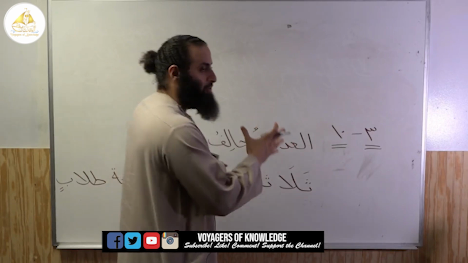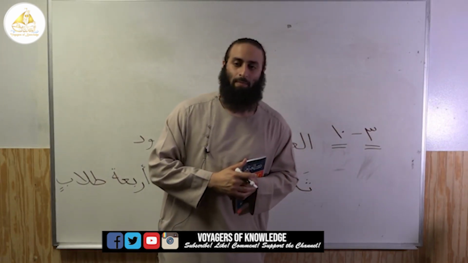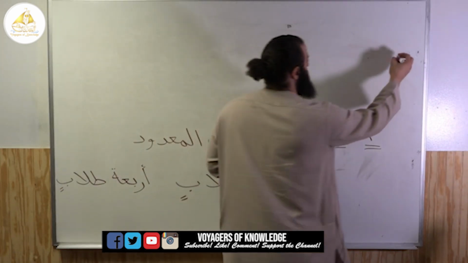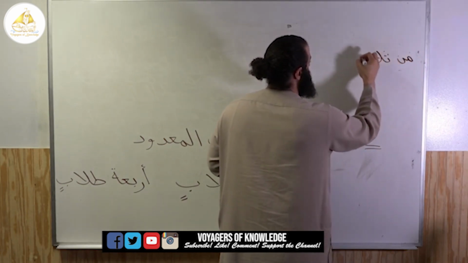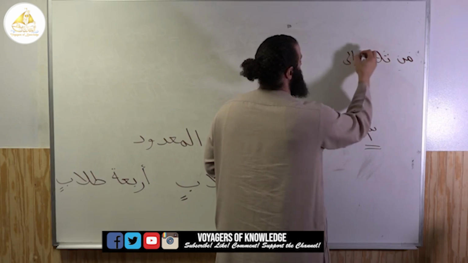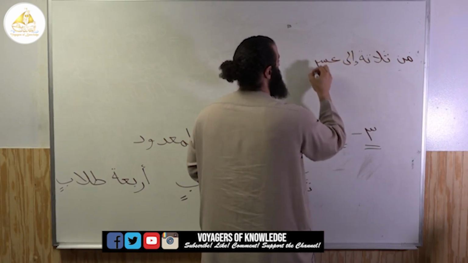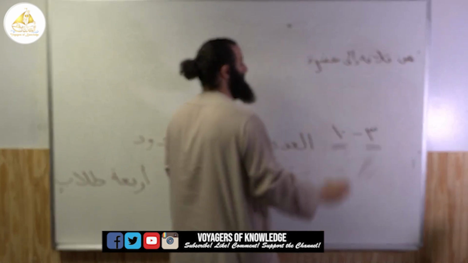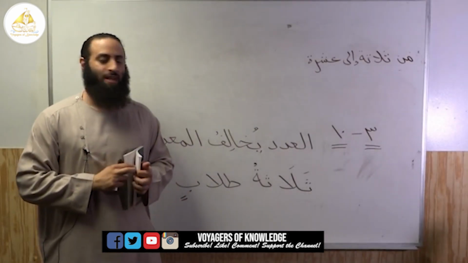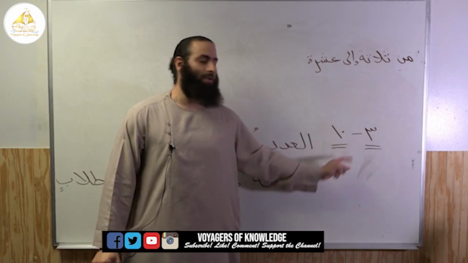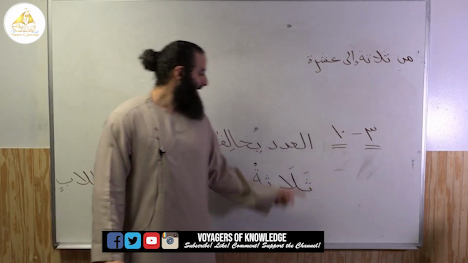For numbers 3 to 10, all right? Min madha? Min thalatha ila ashara. Okay? What does that mean? From 3 to 10. From 3 to 10. What happens?